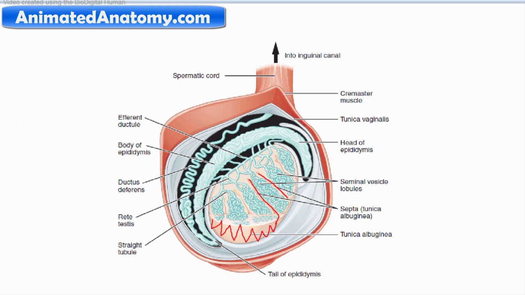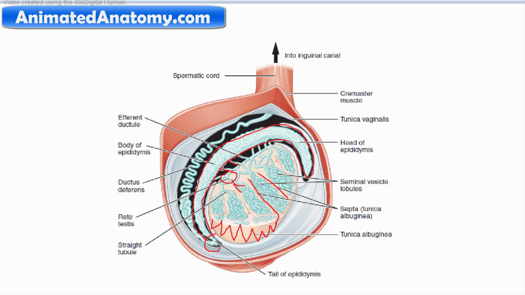Now from these lobules, you have the straight tubules coming out, and the straight tubules at this part are called the rete testis. Now the product of the testicles continues to flow through the efferent ductules here and here, and it enters the body of the epididymis.